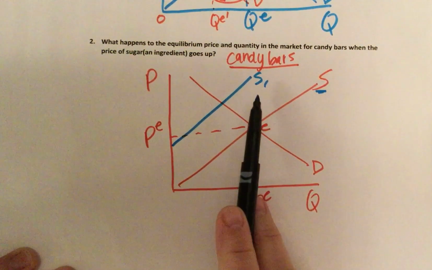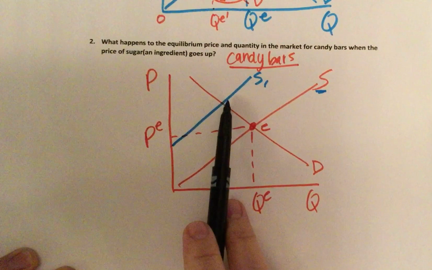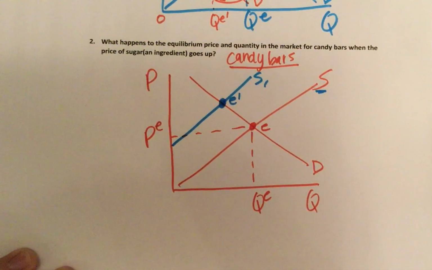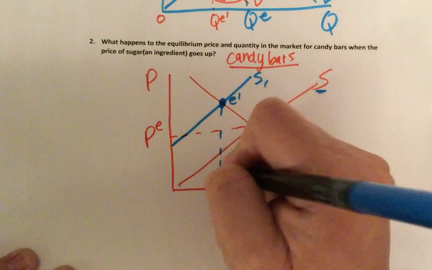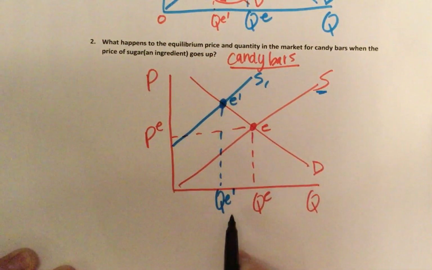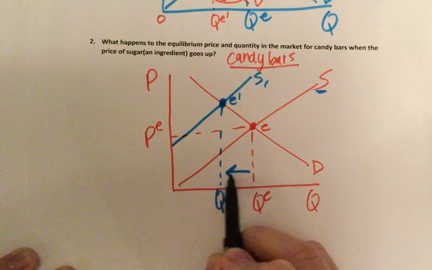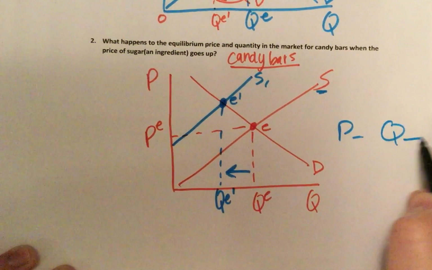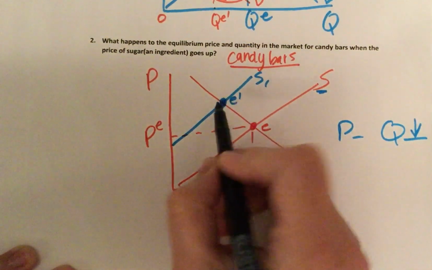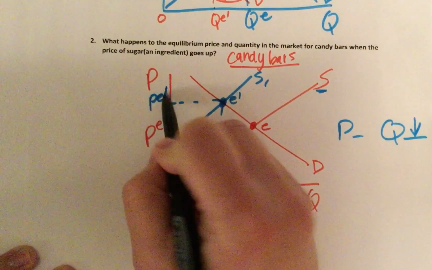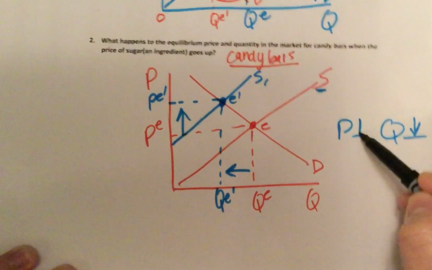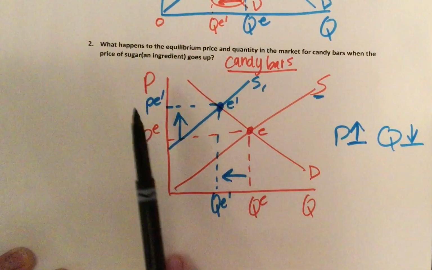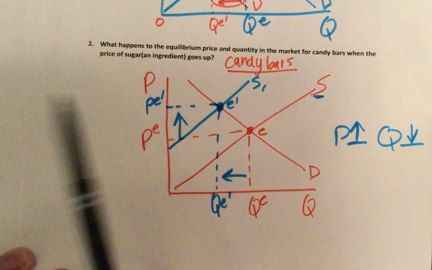I'm going to label this S1 to show a progression from here to here. The new point of intersection now is here, equilibrium 1, okay? I'm going to dot down to the x-axis. This is my quantity equilibrium 1, and I'm going to draw an arrow that it moved from here to here. So I know that quantity has gone down. And that price, PE1, has actually gone up in this scenario because of the price of sugar going up as well. Okay, because it's an ingredient.